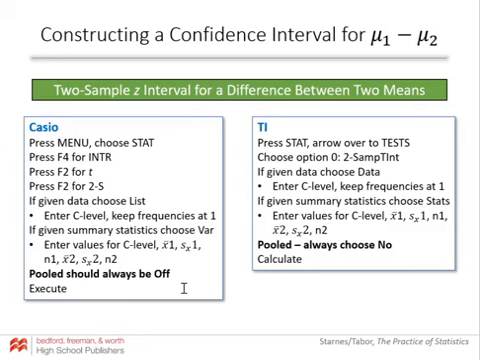Okay, so here are our calculator steps. You'll see at the end there's an option where it says pooled, and they want to know on or off on the Casio, or yes or no on the TI. We're going to go with the negative there. So if you have a Casio calculator, pooled is off. If you have a TI, we're going to say no for pooled.